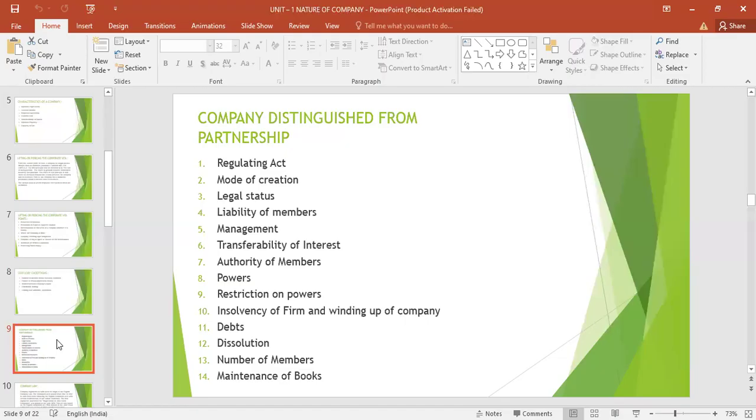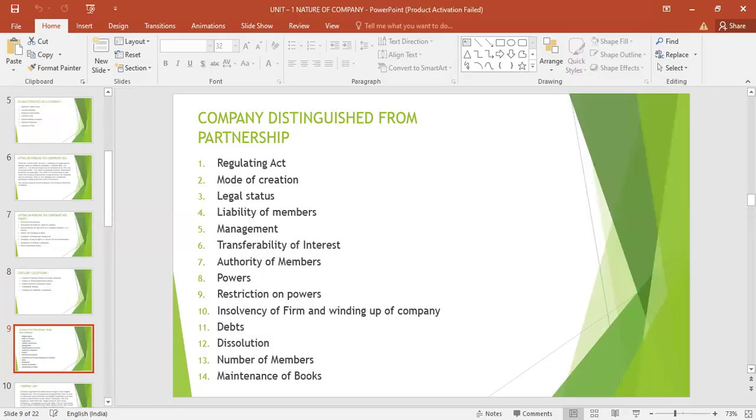Second one is the mode of creation, then the legal status, liability of members, management, transferability of interest, then authority of members, powers of the organization, restrictions on powers, then insolvency of the firm and winding up of the company, debts of the company, dissolution, number of members of the company, then maintenance.